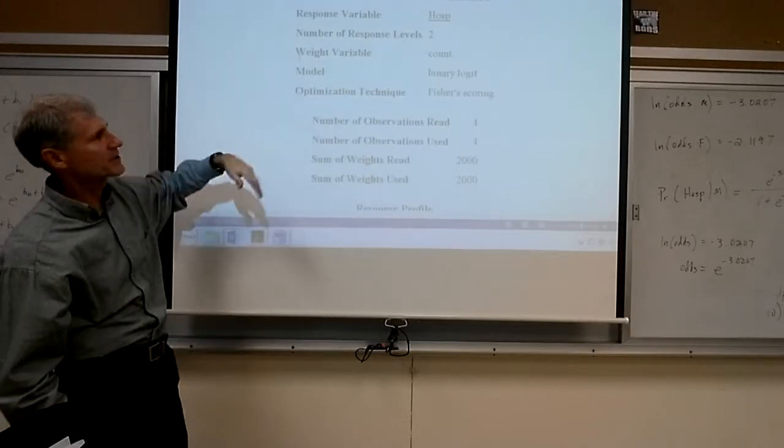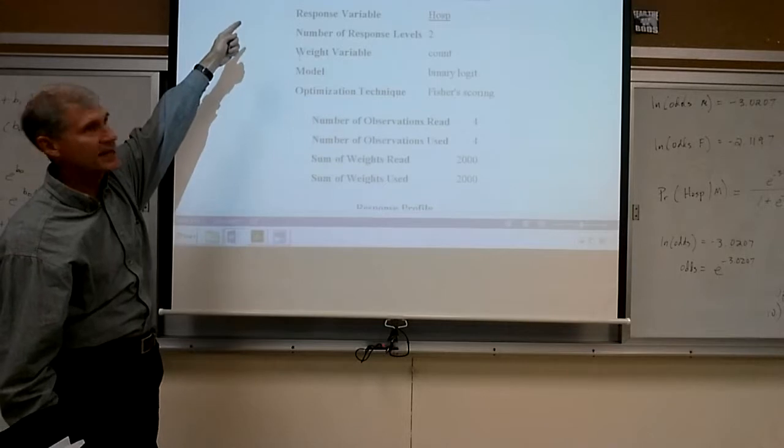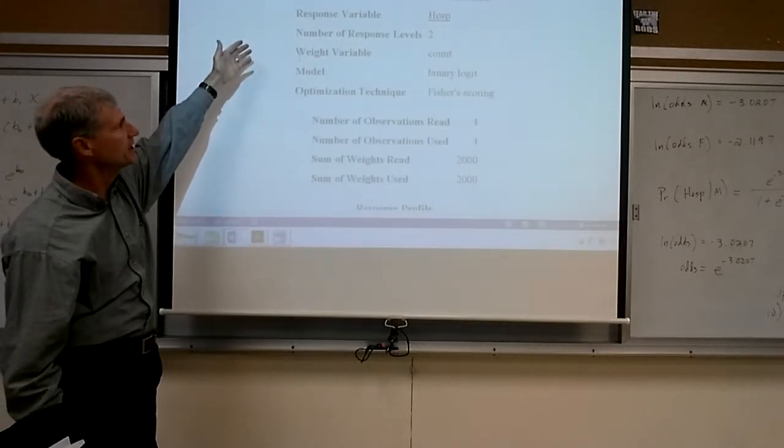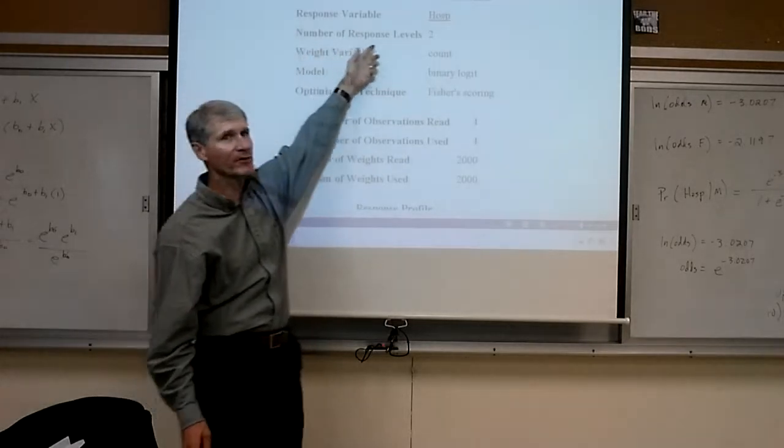But this is the very top. I scroll to the top of the SAS output. So let's see what it's telling us. Data set name, that you probably don't need. What the response variable is. How many levels there are of the response variable.